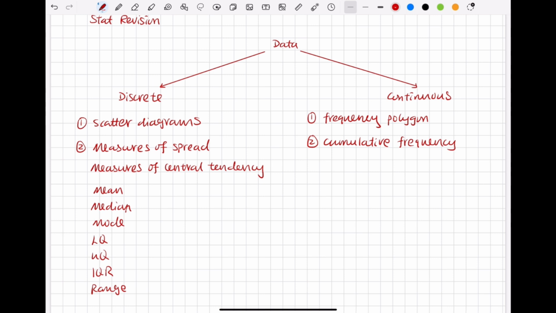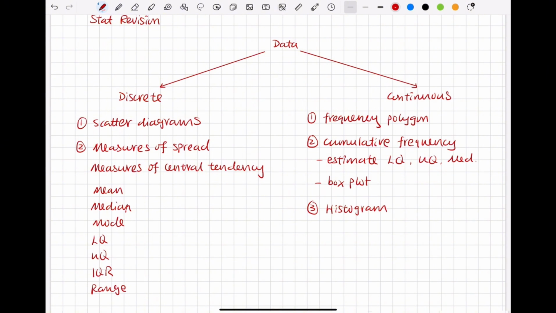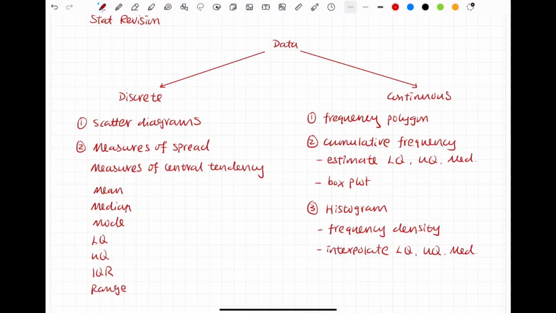We will be looking at how to estimate lower quartile, upper quartile, and median. We will also be looking at box plot. We will also be looking at how to draw histogram. For example, we will talk about frequency density, interpolate lower quartile, upper quartile, and median.